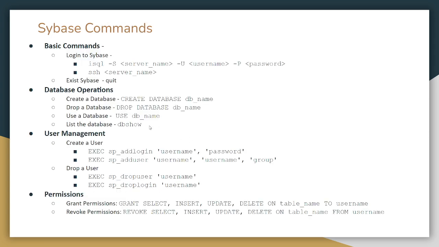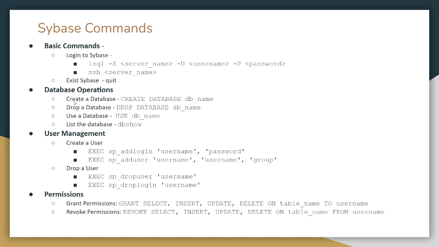Now, Sybase commands, like how you will connect to Sybase once you have all the data. To view the data tables, you can use this command. You connect with your server name, username, and password. Or if you are using Linux, you can directly SSH and then give your server name if it's already configured. To exit Sybase, you can use the quit option.